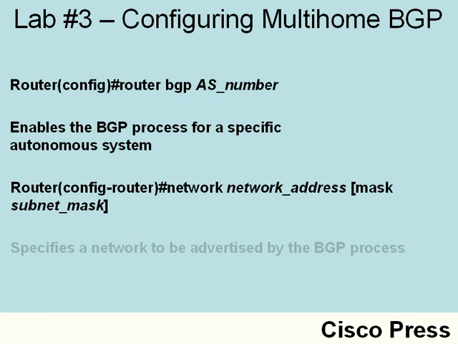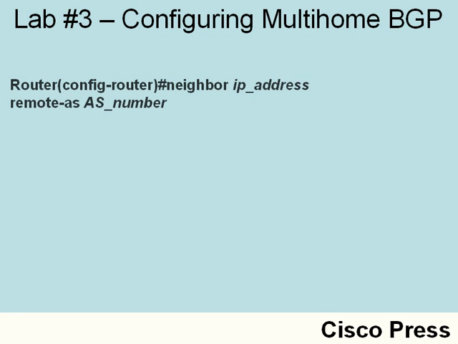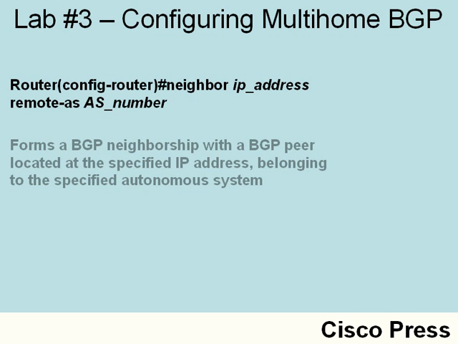We can do that with the network command and optionally specify a mask, which is a subnet mask, not a wildcard mask. Then we also want to point to our neighbors. We need to form these BGP peering relationships. We can point to a neighbor with the command we see on screen.